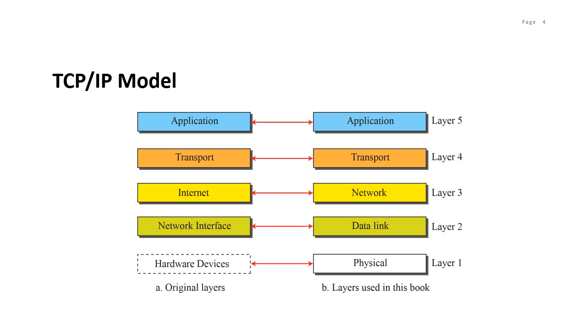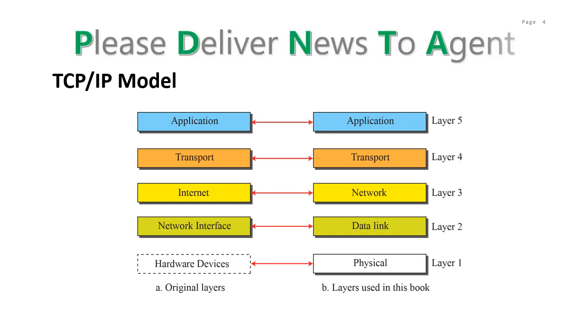Okay, so a little assignment for you today after you finish this video: create a mnemonic phrase out of the first letter of each of these layers, and let's standardize by starting from layer 1 instead of layer 5, and then write them in the comment down below. For example, please for physical, deliver for data link, news for network, to for transport, and agent for application. So please deliver news to agent is my example of mnemonic.